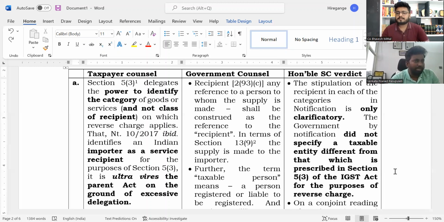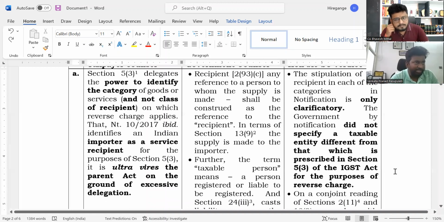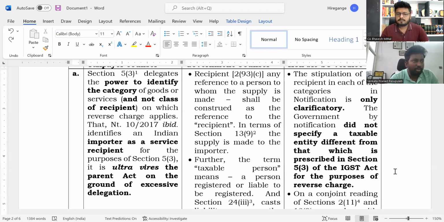The government has defended this argument, saying that if you look at the recipient definition, it has three parts followed by another linking portion. The government argued that the first and second parts they did not stress upon. They stressed upon clause C, which says that it is the person to whom the supply is made that should be construed. So the last portion after clause C, which says to whom the supply is made, that person will be deemed to be a recipient.